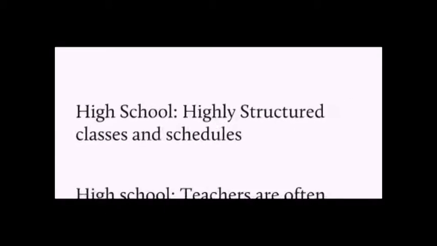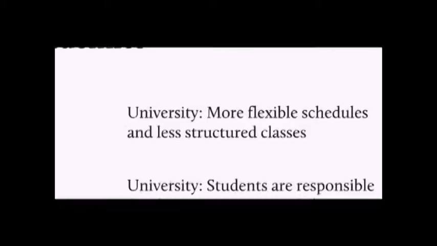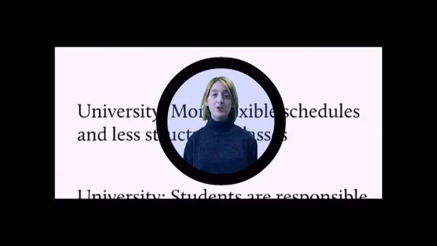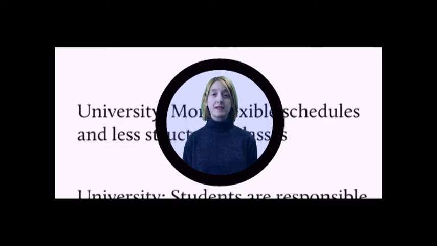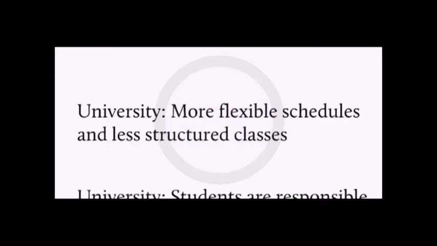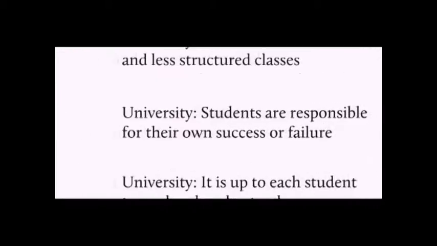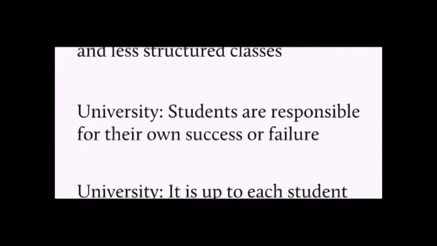The first category is academics. High school usually has highly structured classes and schedules which are set for you. University offers more flexible schedules and less structured classes, meaning more options, but also more decisions. In university, you're going to have more control and choice over assignment topics. That's a good thing. In high school, teachers are often held responsible for student success. In university, students are largely responsible for their own success or failure.